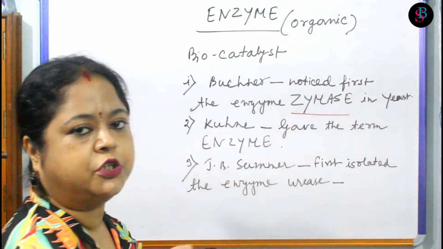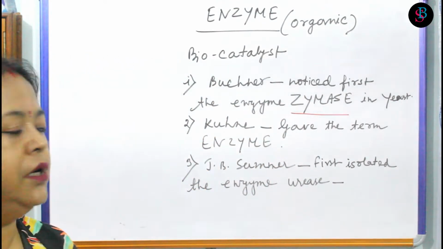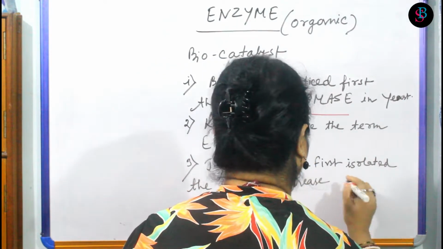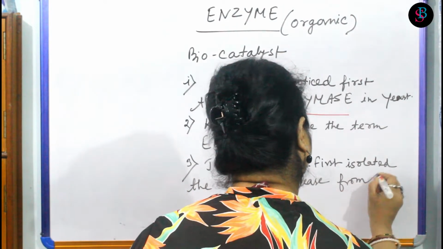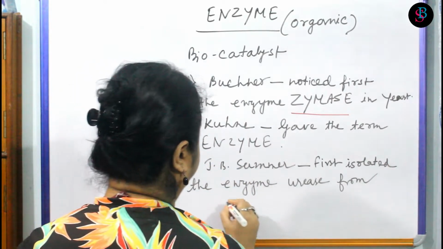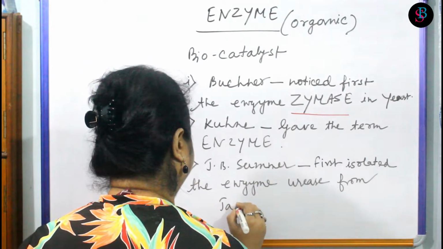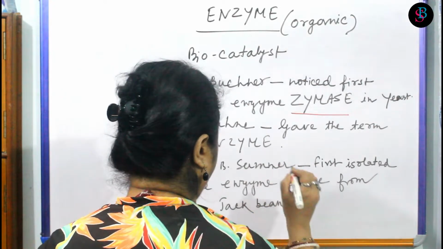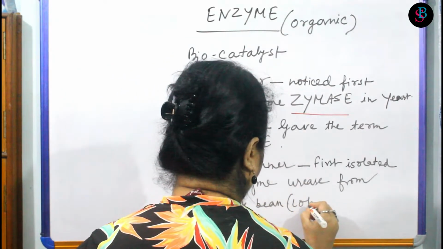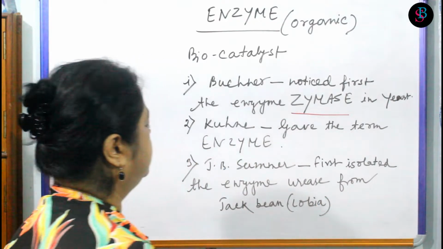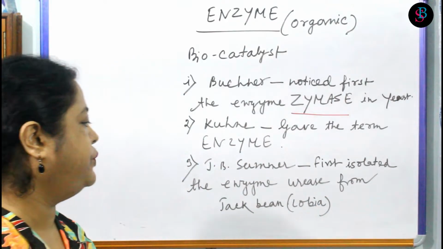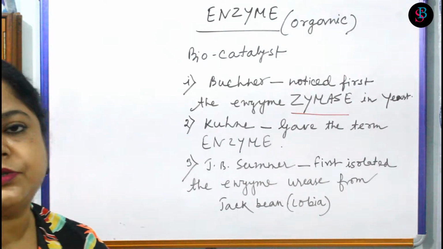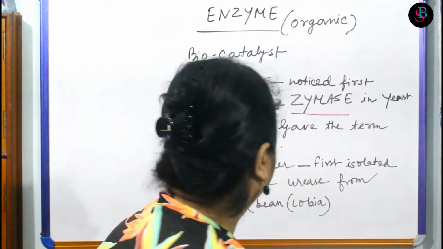Urease, what's the function of urease? Urease can break the urea. So enzyme urease from jack bean. What is jack bean? Lobia, which we eat, lobia is known as jack bean. So he first isolated the enzyme urease from the jack bean. So this is the small history, a short history about the enzyme.